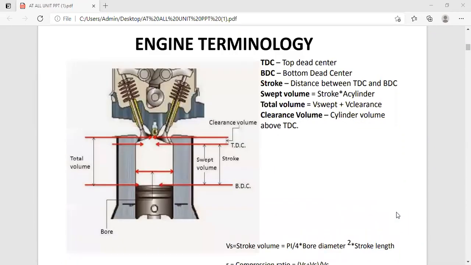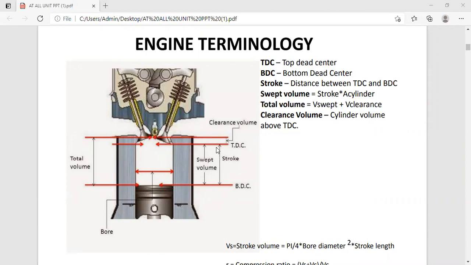Next point, we are going to discuss the engine terminology. If you observe this figure carefully, you can see the TDC. TDC means what? Top dead center. Okay. First, we are going to just introduce all these terms, and after that, we are going to explain each term. Next is the BDC. BDC means what? BDC means bottom dead center. Okay. Next is the swept volume.